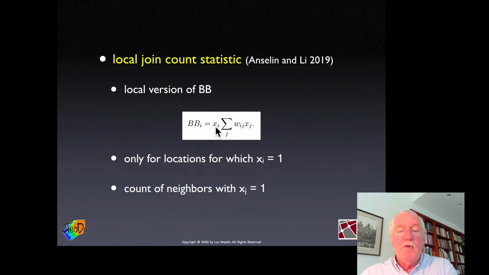If there is a 1 at location i, then it counts the number of neighbors that also have a 1 at their location j. For a location that doesn't have a 1, the local joint count statistic doesn't make any sense because it's always going to be 0. And so that's the main difference between the local joint count statistic as presented here and some other similar statistics.